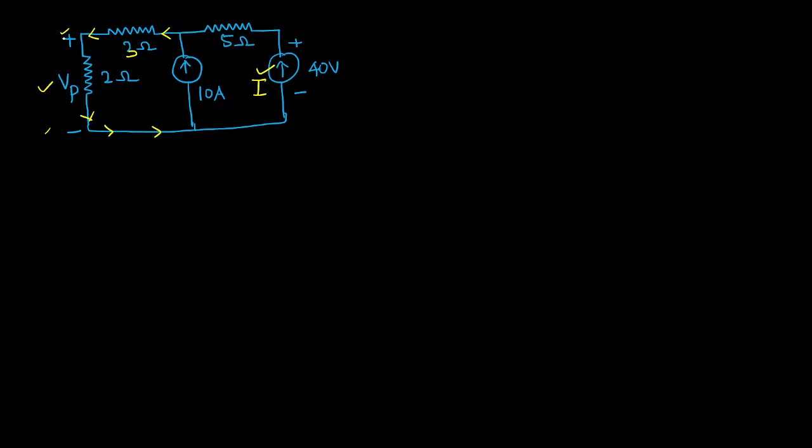If you know the value of current, then according to Ohm's law, Vp is equal to the current flowing through the resistor, let me call it Ip, Ip into 2 ohm. That's all. This is the answer for this question. But you don't know the value of Ip. We have to find out the value of Ip. What can we do? I will apply nodal analysis.